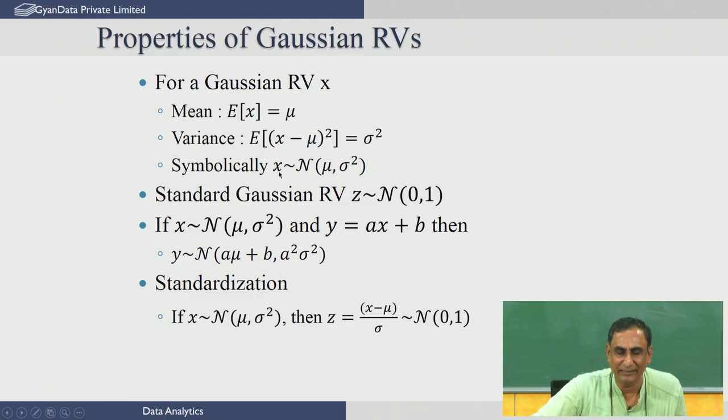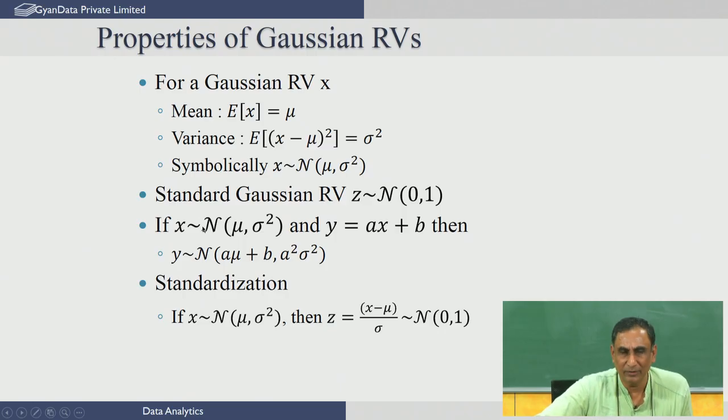Symbolically we define this normal distribution random variable as distributed as N, where N represents the normal distribution and the parameters are mu and sigma squared, which completely define this density function. A standard normal or standard Gaussian random variable is a normally distributed random variable which has mean 0 and standard deviation 1, and is denoted by this symbol.